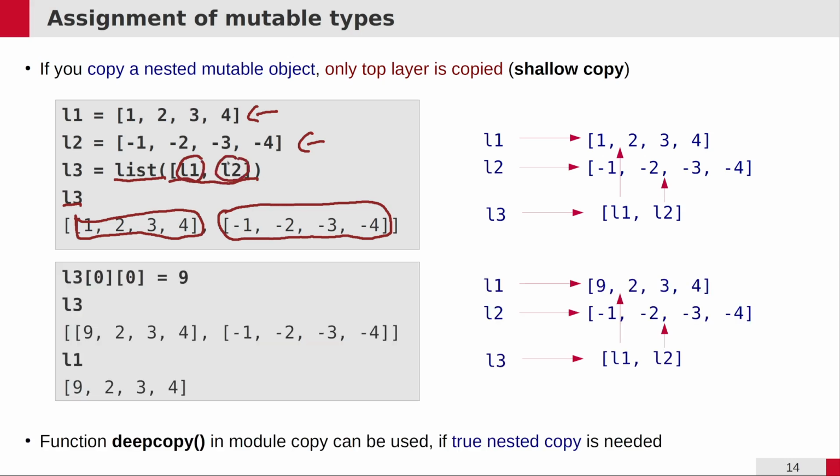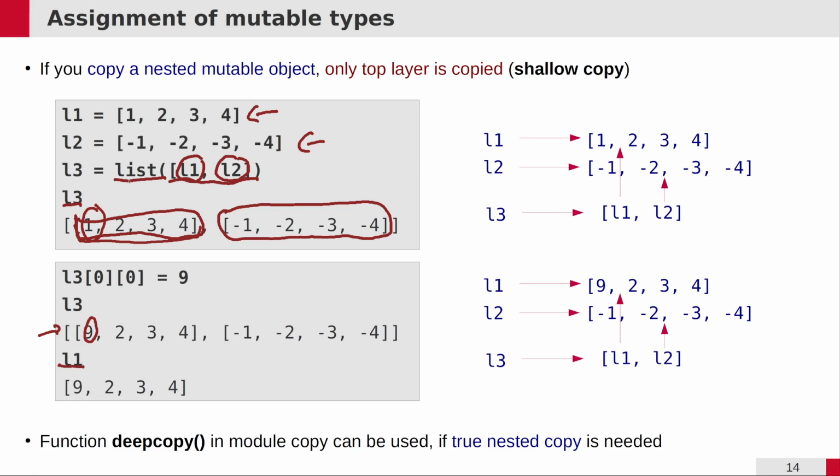Why? Because if I now start to manipulate some element, so I'm taking the zeroth element of L3, which is basically this list here, and the zeroth element of that list, which is basically the element 1, I'm setting to 9. Then you see that it indeed happened. Here I have a new list of lists where the zeroth element of the zeroth list is 9. However, because this was just a symbolic connection to the original list L1, also L1 changed.